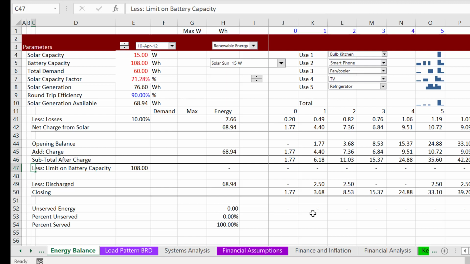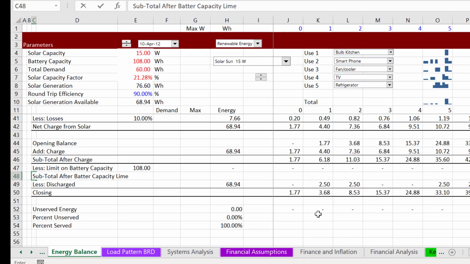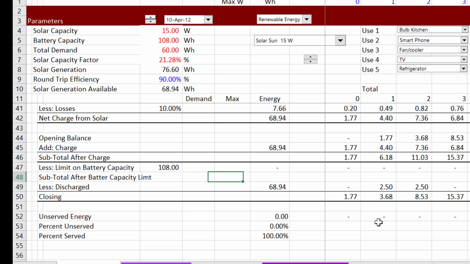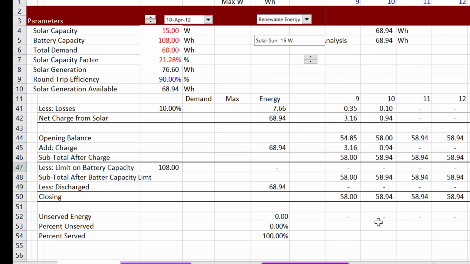Now I'm starting to believe in putting these subtotals in the opening and closing, and that I do because of these U.S. tax law things. So after battery limit, capacity limit. Who cares if it's a long title right now, right? And that's just this minus this. And I didn't even explain what I did with this one because there was no limit being hit.